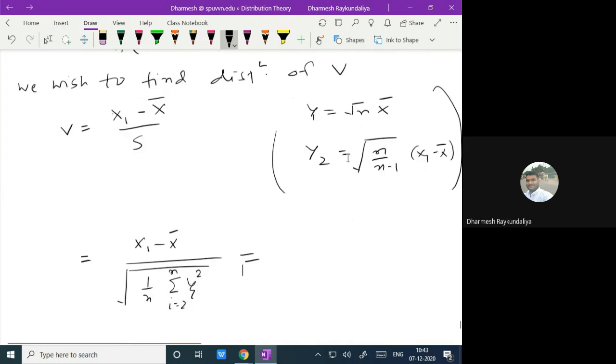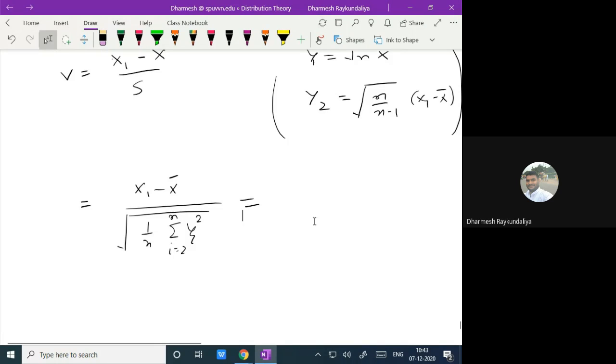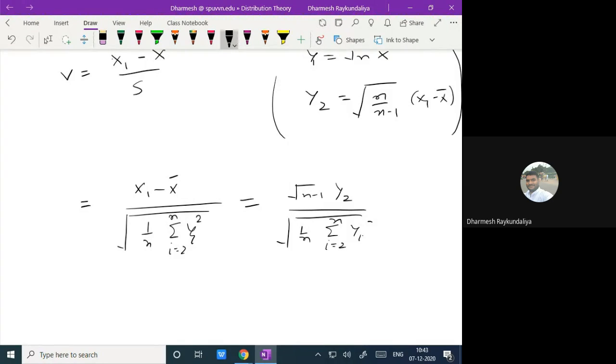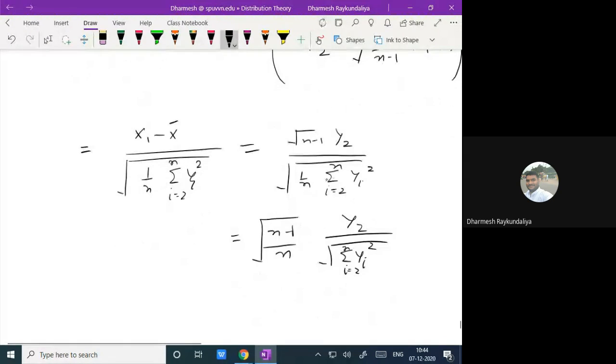So that means here what can you write? y2 equal to, can you write, root n minus 1 y2 is equal to root n x1 minus x bar. So can I write x1 minus x bar equal to root n minus 1 y2, and here it is root 1 upon n summation i running from 2 to n yi square. So this is nothing but, can I write in this way, root n minus 1 upon n, y2 upon root summation yi square, i equal to 2 to n. So that is we have v.